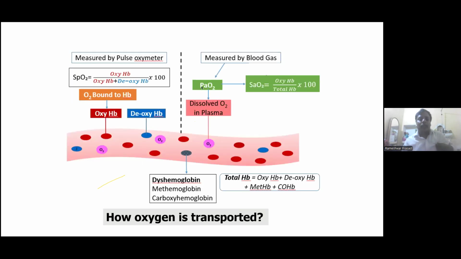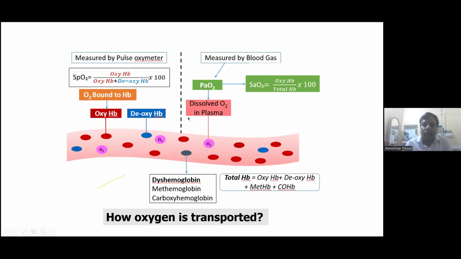Now, how is the oxygen transported? Oxygen is transported in 2 forms. One is oxygen bound to hemoglobin. Second is oxygen dissolved in plasma. 98% of oxygen is bound to hemoglobin and transported as such with the plasma. And this saturation percentage of hemoglobin is detected by your pulse oximeter. Therefore, remember, whatever you see in pulse oximeter is the percentage saturation of hemoglobin. Only 2% of oxygen is dissolved in plasma and transported as such in plasma.